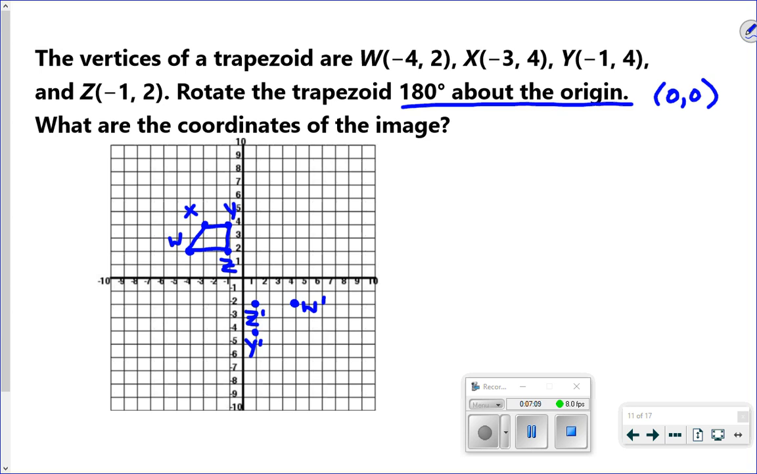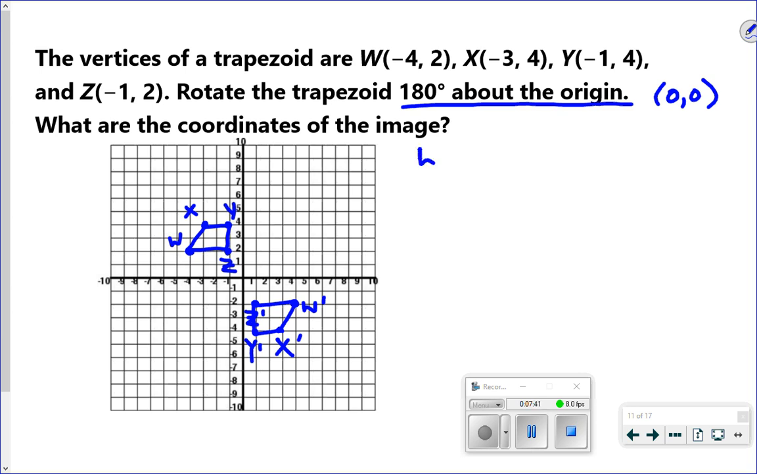And for X, it was at -3, 4. Now it's going to be a +3, -4. Oops, that's an X. That's not a Z. So copy of X. This one was Y. All right. When you connect it up, it should look exactly like our original shape, same size, same shape, just rotated. Okay, and then it did say on this one to list the ordered pairs of our new image, so we're going to go ahead and do that.